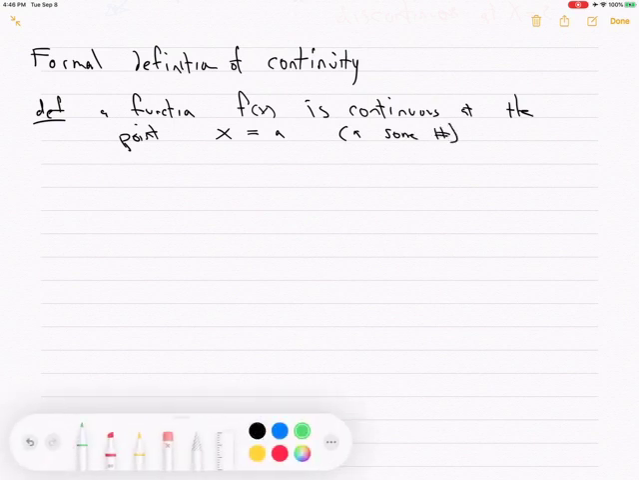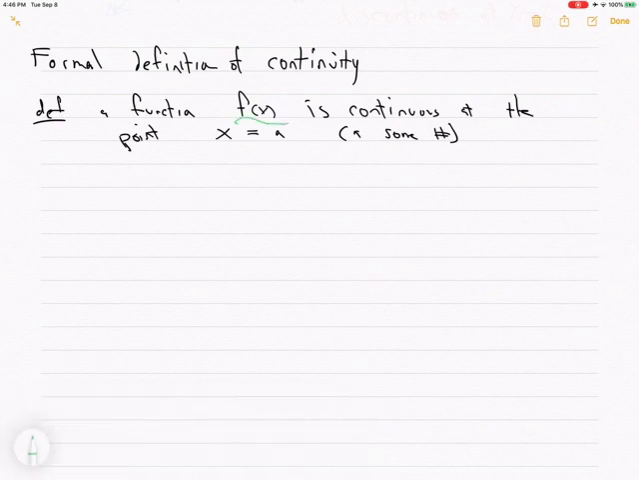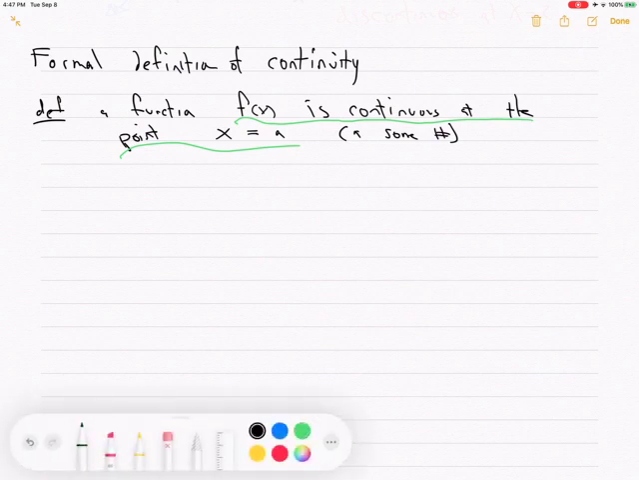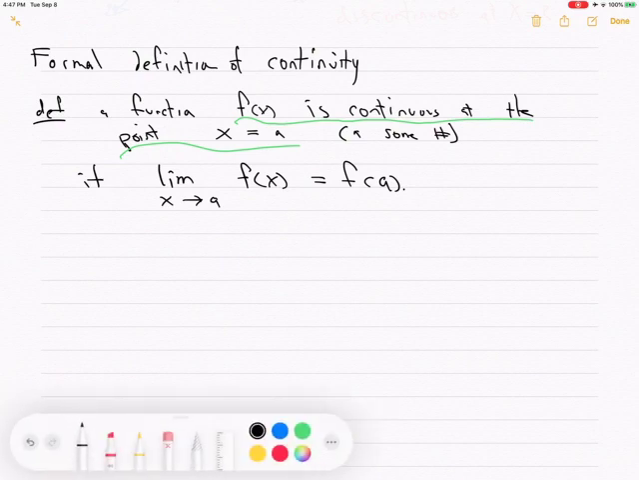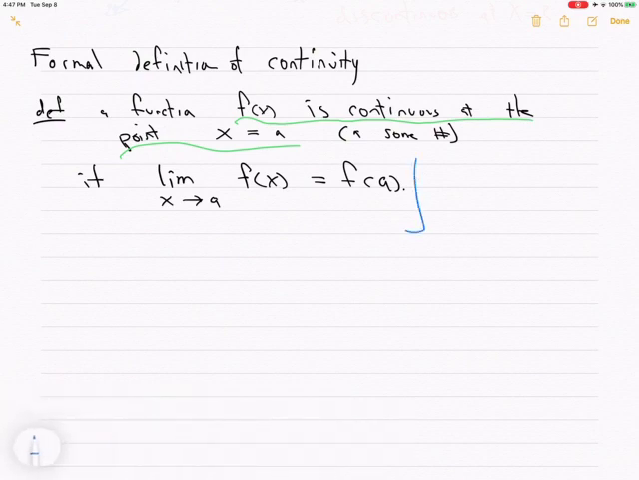So this is the expression. We say f of x is continuous at x equals a if, and here's the definition, the limit as x approaches a of f of x is equal to f of a. So this is the definition. I'll put it in a blue box. So here's the condition. This is a very important condition.